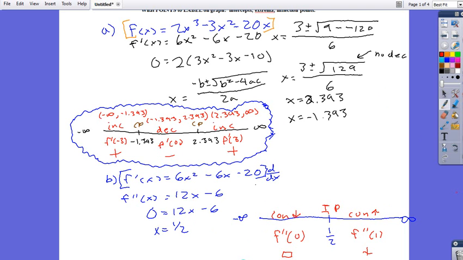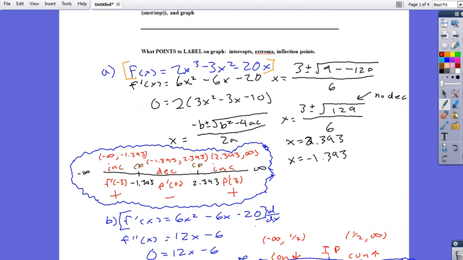Okay, and now we know our intervals of concavity. From negative infinity to 1/2 it's concave down. From 1/2 to infinity it's concave up. And there you go. The inflection point is 1/2. So we're done with step 2.